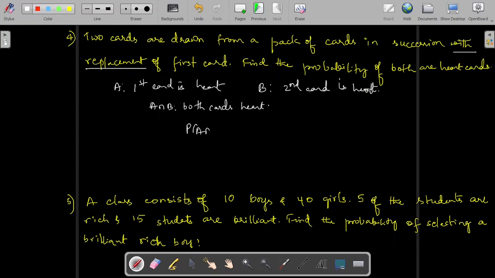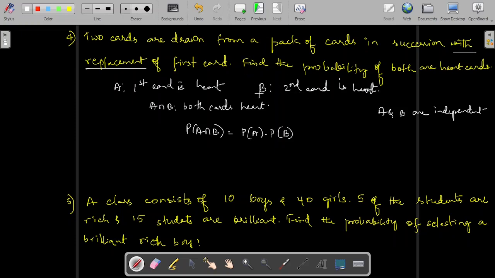So P of A intersection B equals P of A into P of B, because these two events are independent. A and B are independent, because here they have given in the question "with the replacement". Therefore, the occurrence of the first event will not change the probability of occurrence of the second event. Means A and B are independent. If it was without replacement, then it is conditional probability.